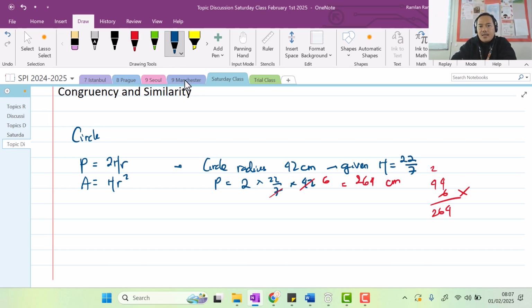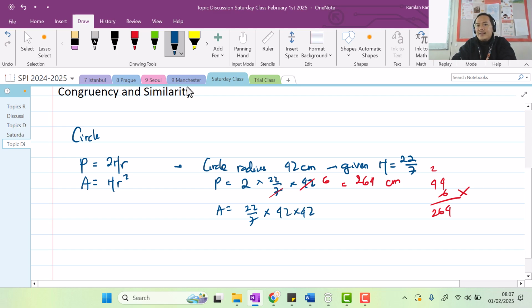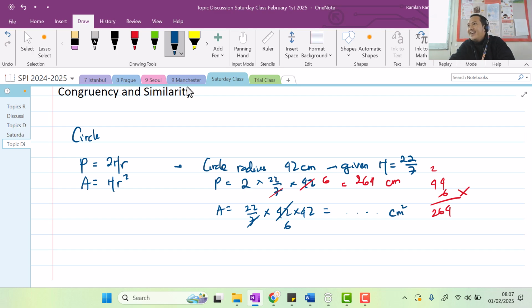Okay, how about the area, guys? The area equals pi, which is 22/7, times r squared. You can write it as 42 times 42. Again, you can cancel this and get 6, then multiply all of these numbers and you'll get the answer. So these are for the perimeter and area.